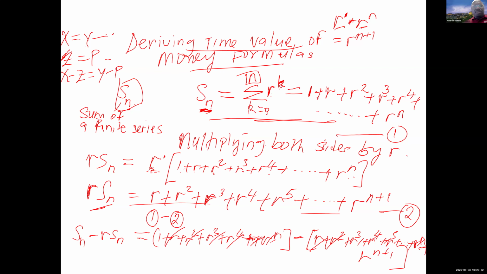The only terms that survive, so on the left-hand side, we still have Sn minus Rsn. On the right-hand side, only one term survives, minus the last term here because it's a minus sign. The last term is R to the n plus 1. Those are the only two terms that survive on the right-hand side. So now we have found that Sn minus Rsn equals 1 minus R to the power n plus 1.